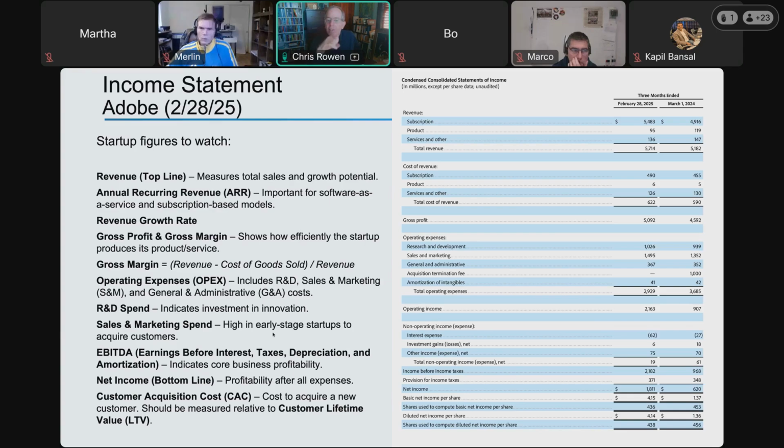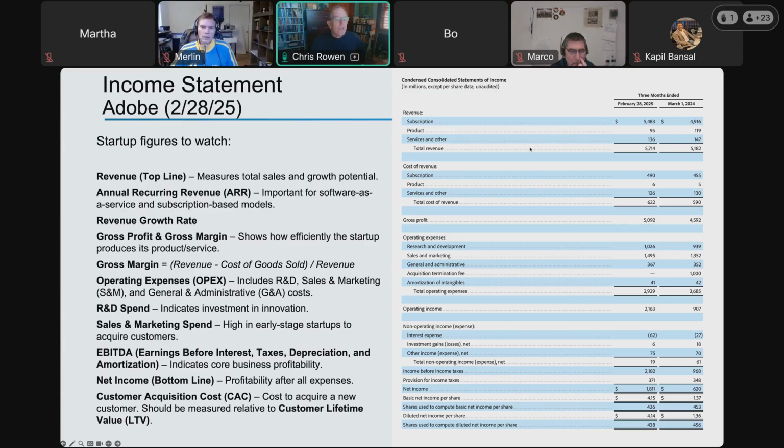For example, you notice that in the quarter ending March of 2024, there was an acquisition termination fee. That's $1 billion that Adobe paid somebody because of an acquisition that failed, that they made an agreement and then they terminated that agreement for some reason. And part of that initial agreement was that there was this divorce settlement agreement, this prenuptial that forced Adobe to pay $1 billion. These are things that people want to know about.